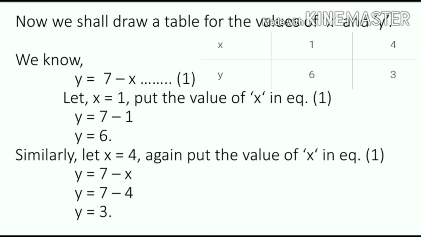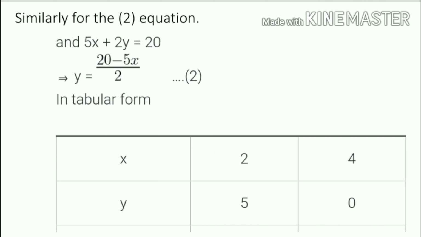So in place of x we have put 1. So y is equal to 7 minus 1, that is 6, I have written in the y coordinate. Same thing, again we let x is equal to 4. So y is equal to 7 minus x, so 7 minus 4 is 3. So what is the first coordinate? That is 1 comma 6, and the second coordinate is 4 comma 3. The two coordinates we have got, and in this way we can get many points.